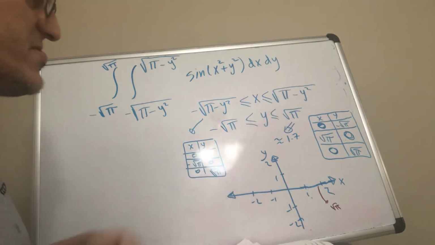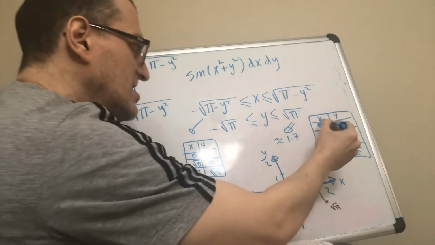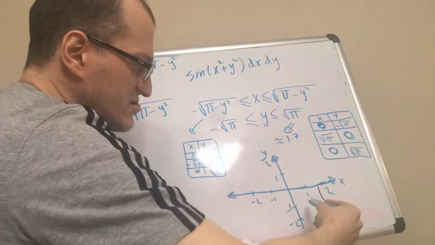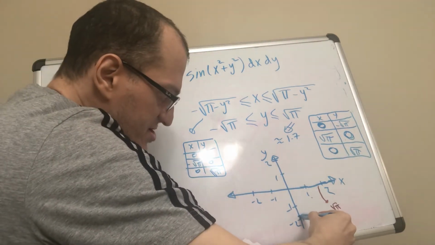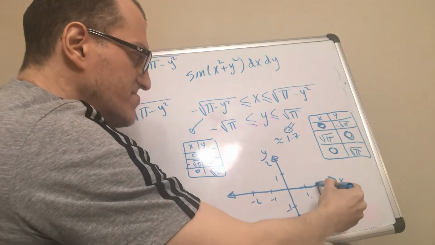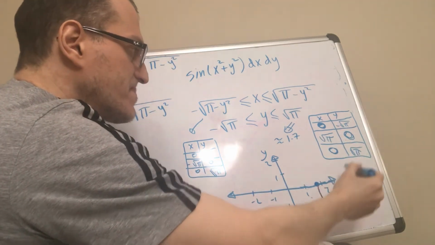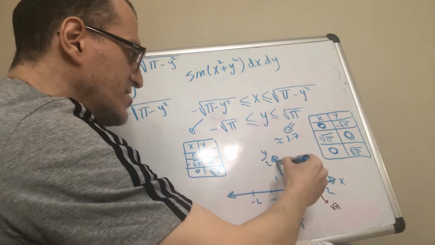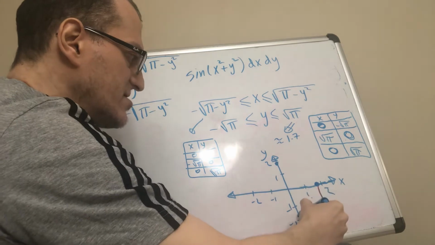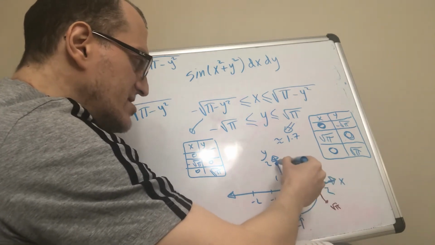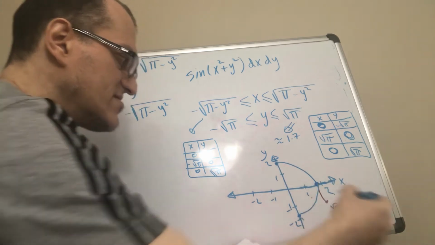So let's start with the first one. At 0, you always sketch x first. At 0, you're minus root pi, so you have this point here. At root pi, you're 0. And at 0 again, you're root pi. So it'd be this part, where this is root pi, this is root pi, this is root pi.